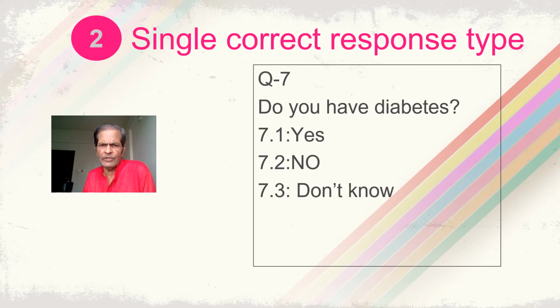So here are the three options, and the respondent is free to make only one of the three choices. So this is a single correct response type of closed-ended question.